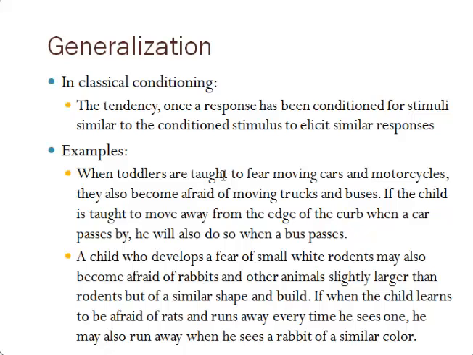A parent says, don't run out in the street when the car is coming, and the parent gets very upset when the child runs toward the street. Well, the child learns to fear anything that's moving. In that case, it could be a good thing. On the other hand, a child could develop a fear of small white rodents because the person was attacked by a rat, and then the child could become afraid of other similar animals, cats or dogs or rabbits. A child could learn to fear those as well.